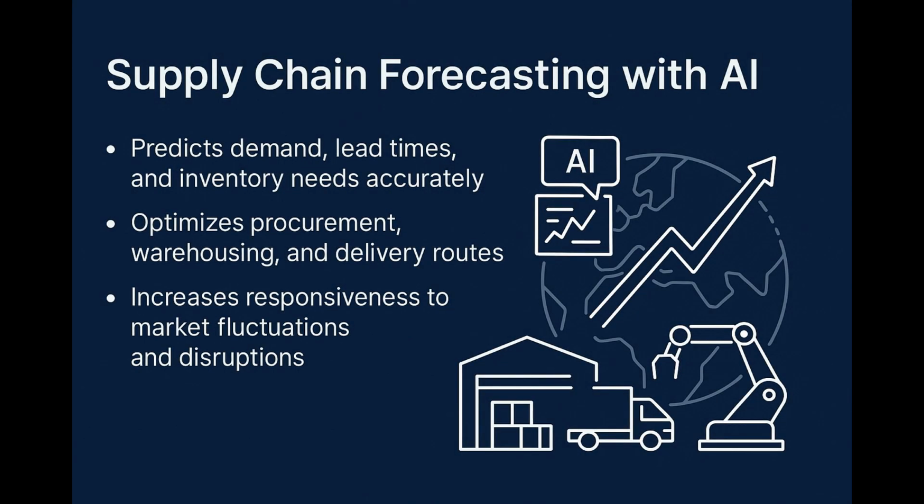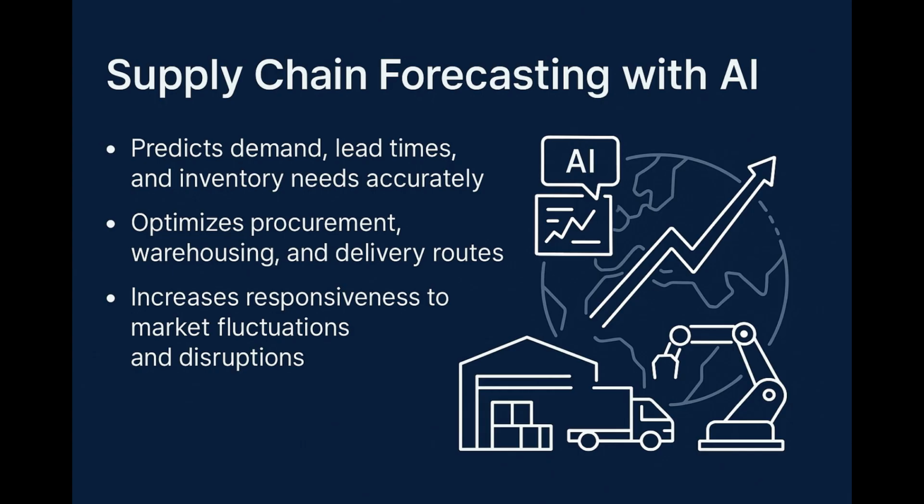Supply chains are the lifeblood of any industrial operation, but they are also incredibly complex and vulnerable to disruption. AI brings much-needed intelligence to this space by enabling accurate, real-time forecasting and decision-making. Machine learning models can analyze historical demand, production cycles, lead times, weather data, and even geopolitical events to forecast supply chain needs more accurately than traditional planning tools. This helps manufacturers predict material shortages, optimize inventory levels, and avoid overproduction or underutilization.